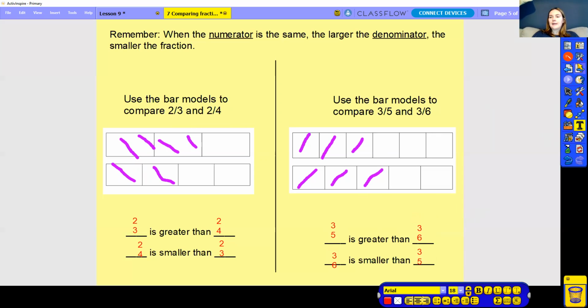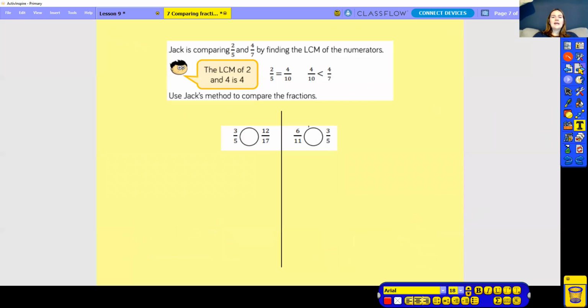Okay. So it says here, Jack is comparing 2/5 and 4/7 by finding the lowest common multiple of the numerators. This is different to what you would normally do. So for this one, he's trying to make the numerators the same rather than trying to make the denominators the same.